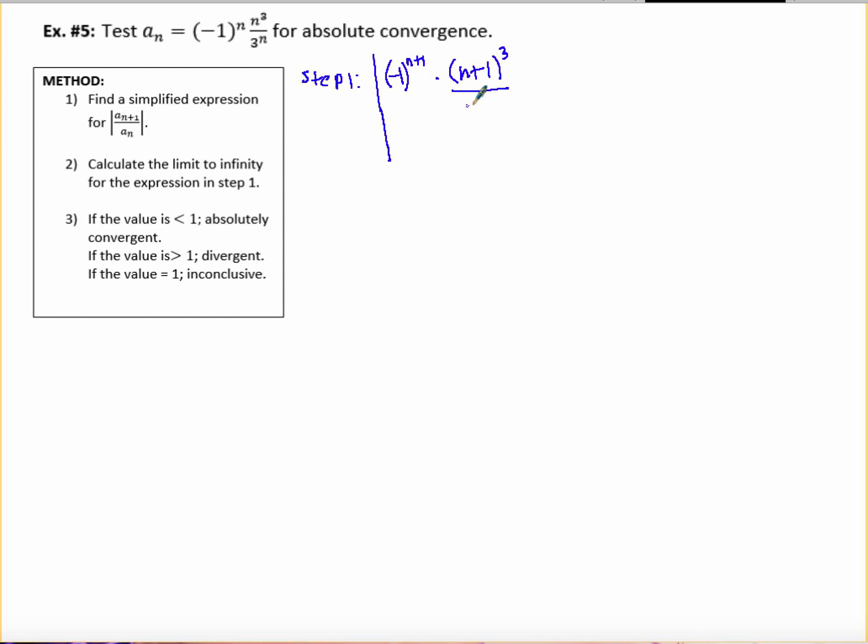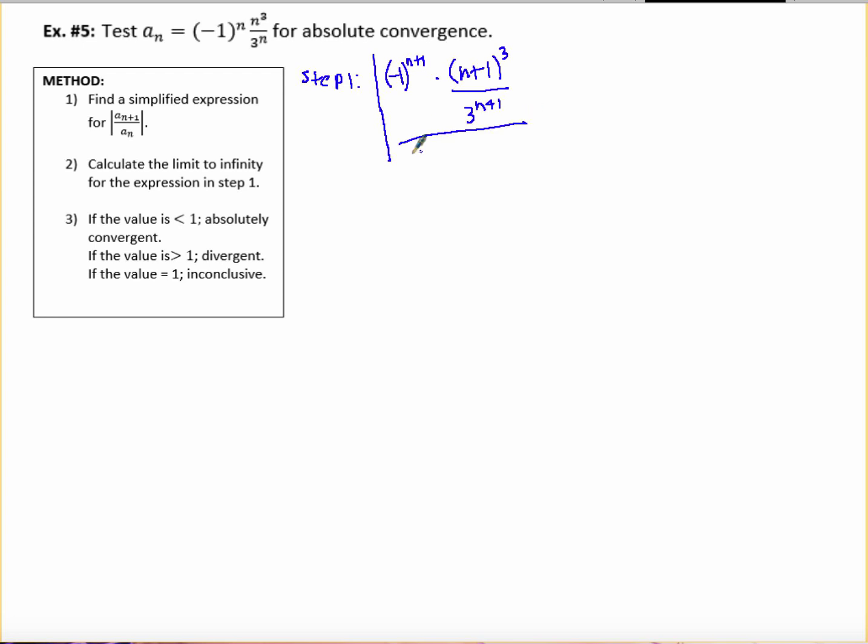divided by 3 to the n plus 1 power. Oh my goodness. Now this whole thing is just me substituting in an n plus 1 everywhere I see an n. That's just the numerator here. Now I need the denominator. It's the plain old a sub n.